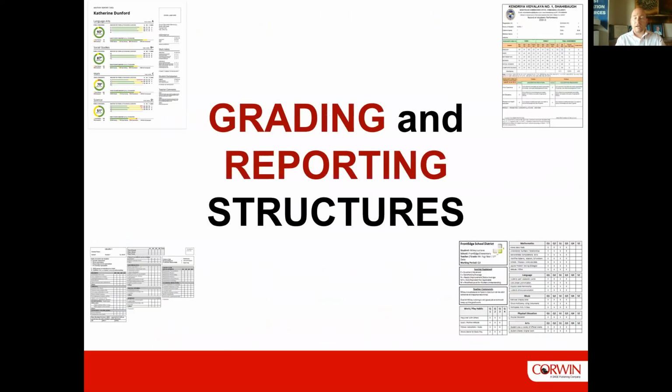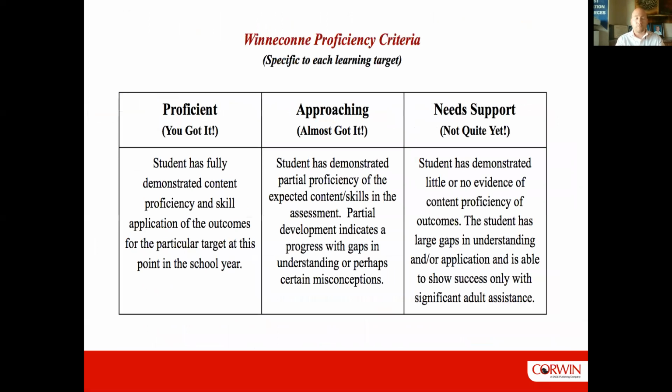The last thing we want to do, to give a chance for questions, is quickly show you what the reporting structures look like. We have a few minutes left. So again, as we mentioned, we have 3 levels of performance that are highlighted in the book. That's based on the Winneconne model, but there are a lot of different options that you can choose from.